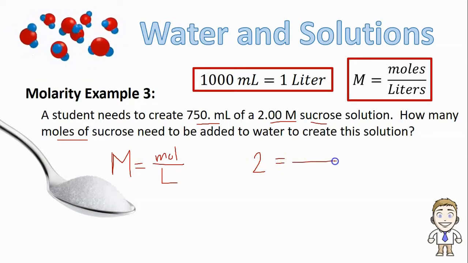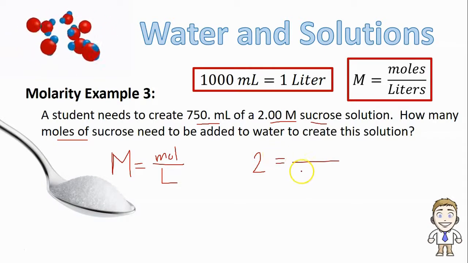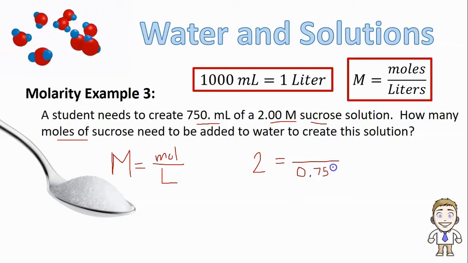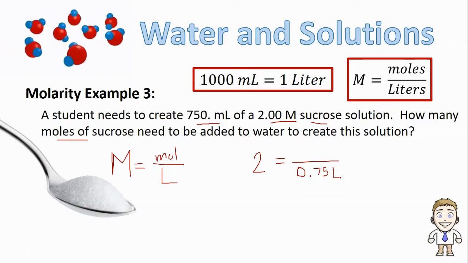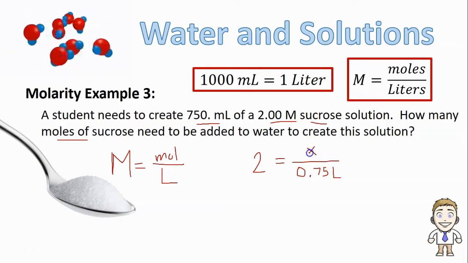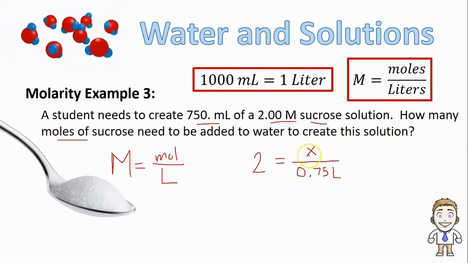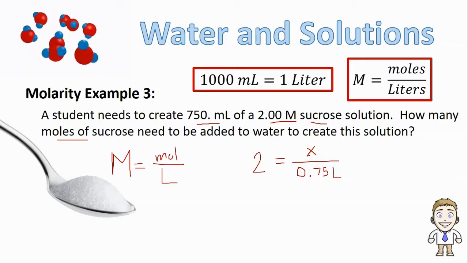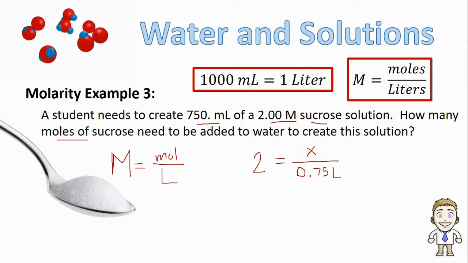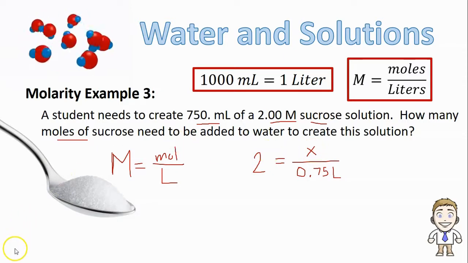I already know the volume of the solution is 750 milliliters, which I'll plug in as 0.75 liters. Here, what it's asking for me to solve for is how many moles. So that's essentially the top of this fraction. I like to plug it in as an x, so I can think about this as an algebra problem where all I have to do is solve for x, and that x will represent the moles in the solution.